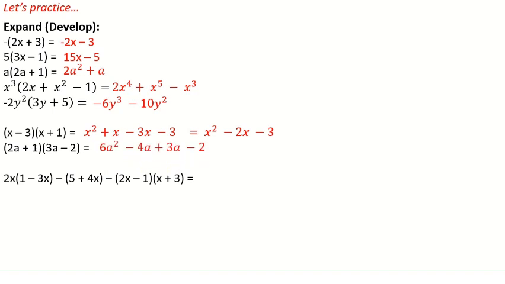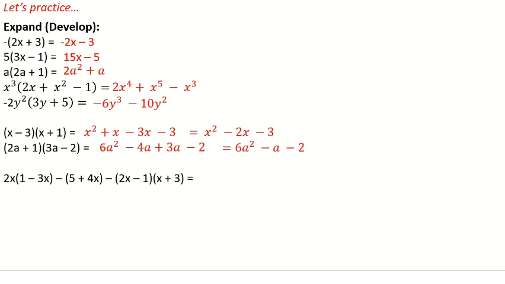Do we have any like terms? Yes, we have minus 4a and plus 3a. So they have different signs. So we put the sign of the biggest, which is minus, because 4 is bigger than 3. And we subtract. 4 minus 3, it's 1. So it's minus 1a.